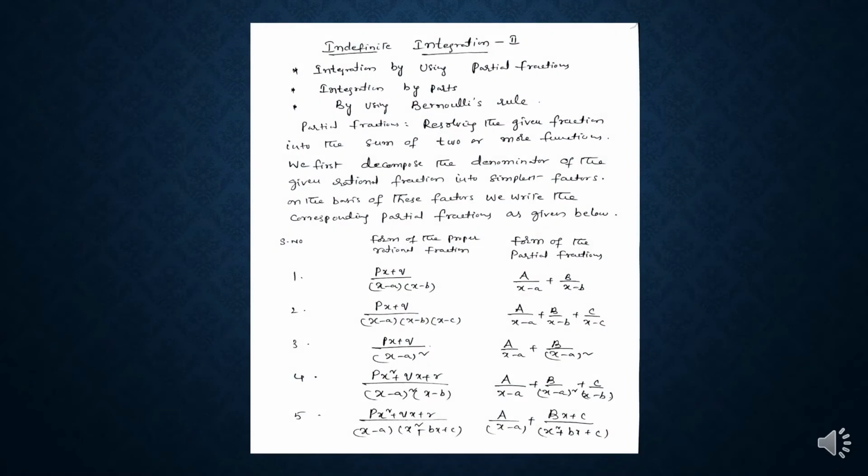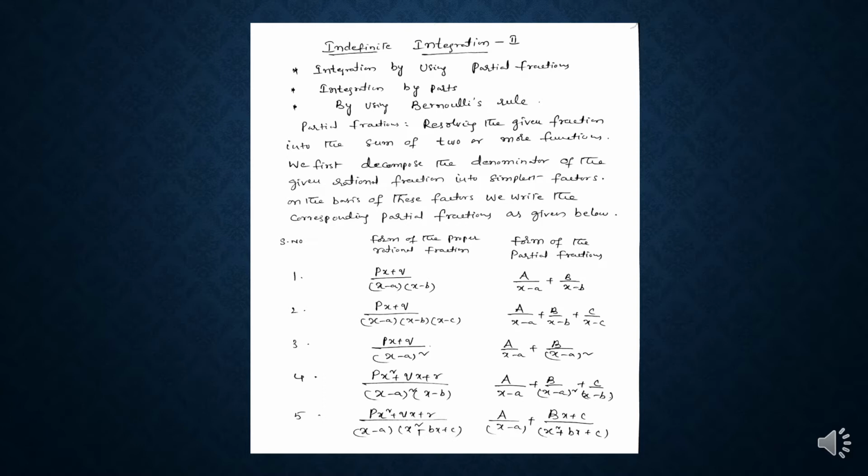Integration by parts is used when the integrand is a function of multiples of two factors, any two functions. If the integrand is a multiplication of two functions, we can use this formula, integration by parts. Using Bernoulli's rule means this is the extension of integration by parts. We'll discuss these two in the next class. Now today's topic is integration by using partial fractions.